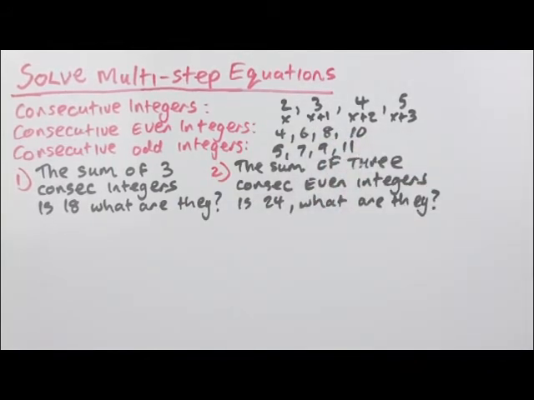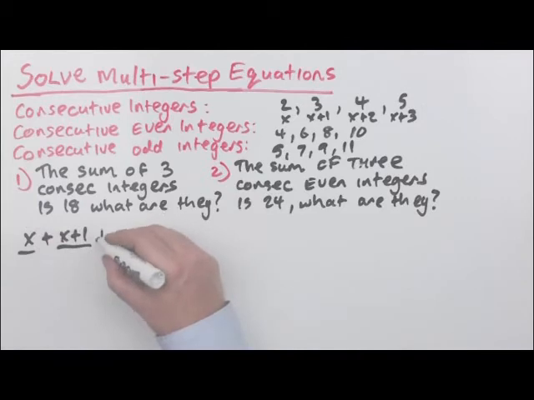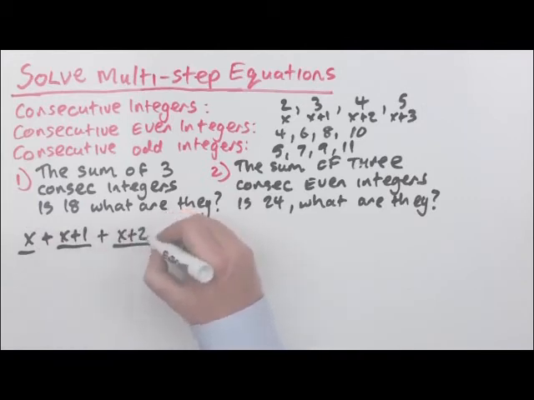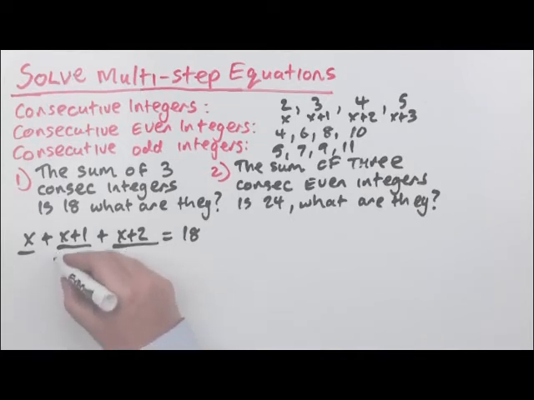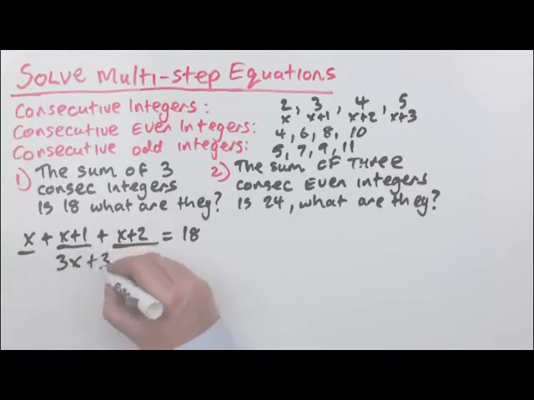So let's see, the sum of 3 consecutive integers is 18. What are they? Well, I'm going to go x, that's the first integer, plus the next one is x plus 1. That's the second consecutive integer. Well, we're talking about 3 of them, so x plus 2 is the next consecutive integer. That's equal to 18. So I can solve this multi-step equation to find out what the first integer is. 3x plus 3 is equal to 18. So I'm going to use the subtraction property to get rid of that plus 3, so I'm going to subtract 3 from both sides.